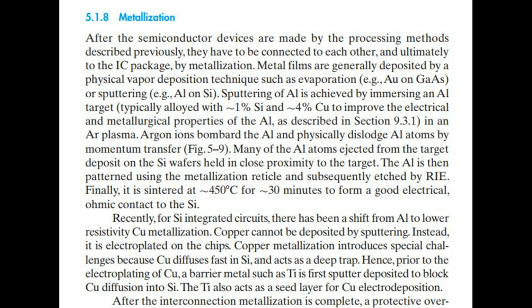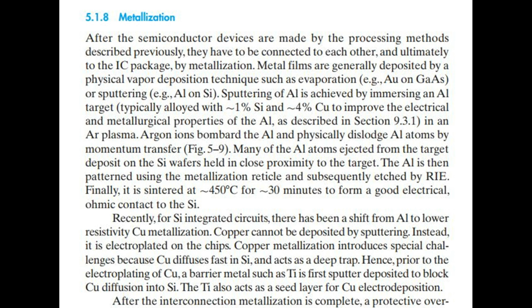Metallization. After the semiconductor devices are made by the processing methods described previously, they have to be connected to each other, and ultimately to the integrated circuit package, by metallization. Metal films are generally deposited by a physical vapor deposition technique such as evaporation, for example, gold on gallium arsenide, or sputtering, for example, aluminum on silicon.